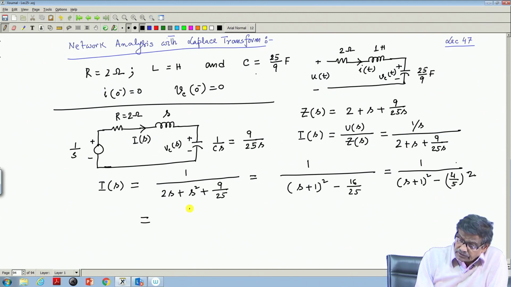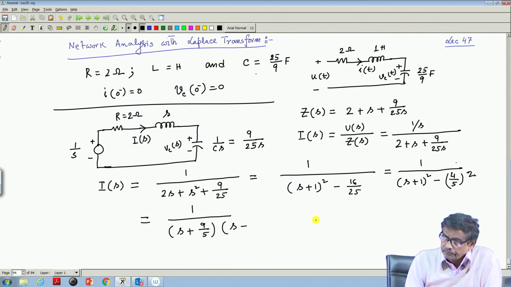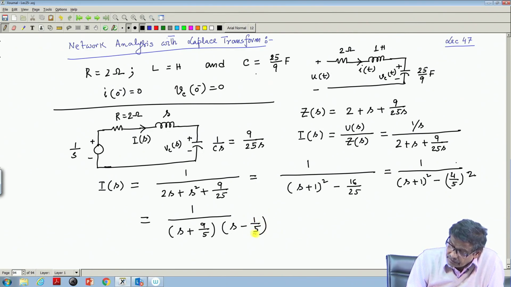So, this I will write as a plus b; if you do it, it will be (s plus 1 plus 4 by 5) into (s plus 1 minus 4 by 5), that is, s plus 9 by 5 into s plus 1 by 5, it will be like this.